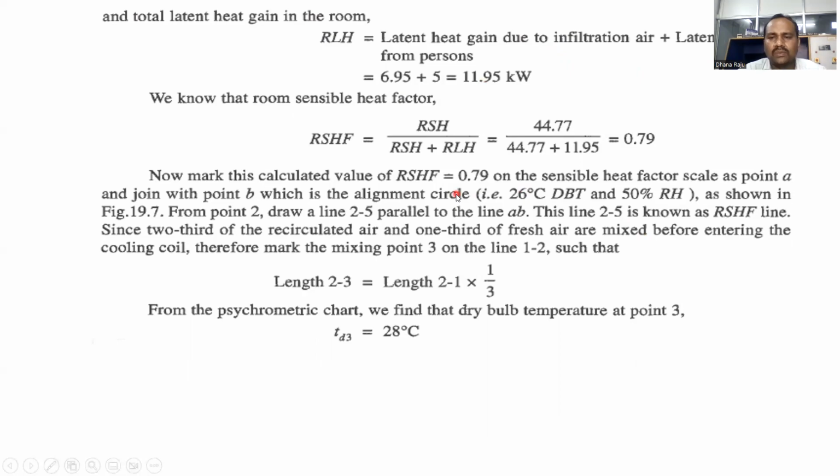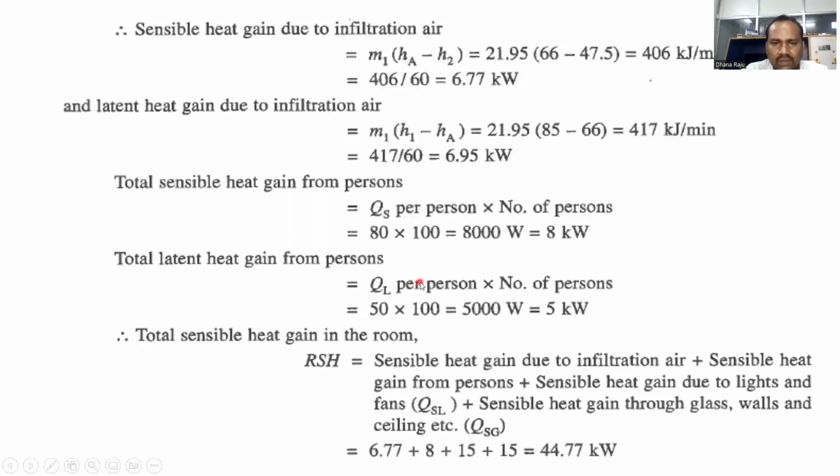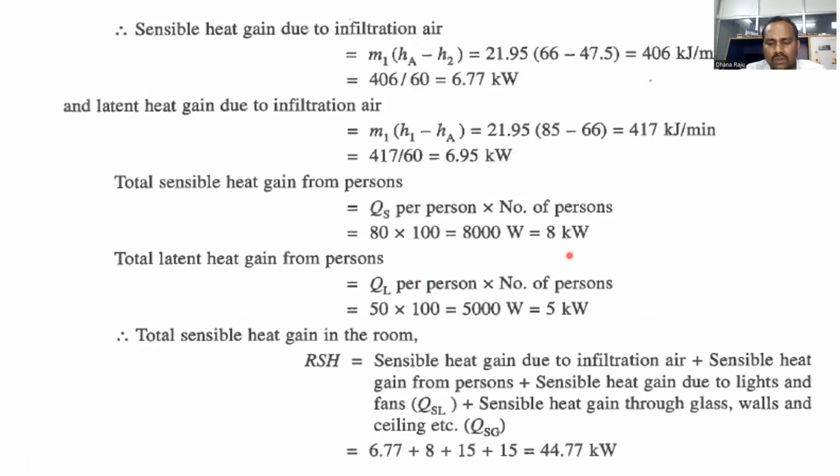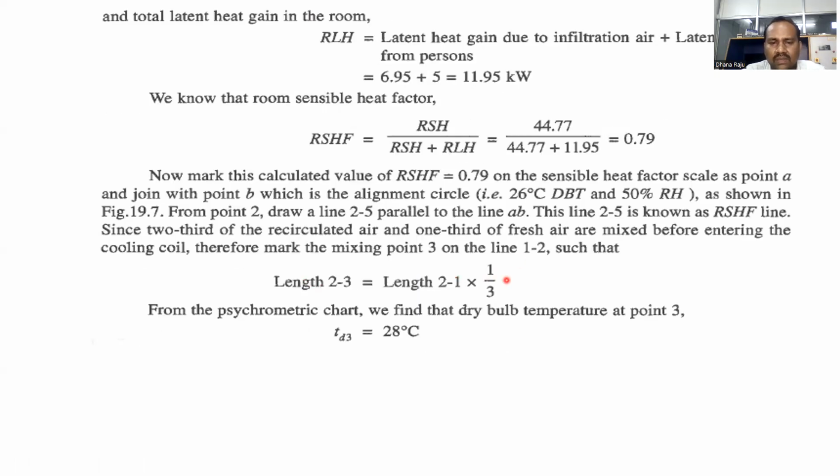Then the given problem states that only 1/3 of fresh air is mixed before entering the cooling coil. So 2/3 is recirculated. We need to calculate length of 2-3 equal to length of 1-2 into 1/3. Only 1/3 is fresh air and 2/3 is recirculated. So from point 2 at a distance, you need to locate 3. Length of 2-3 equals length of 1-2 into the percentage of fresh air by total percentage of the mixture. So we will calculate length of 2-3, and we will get some value.